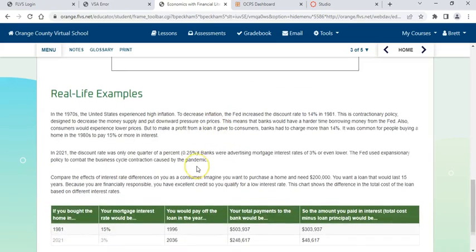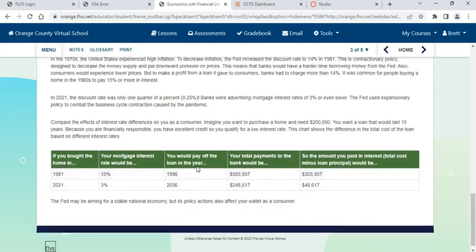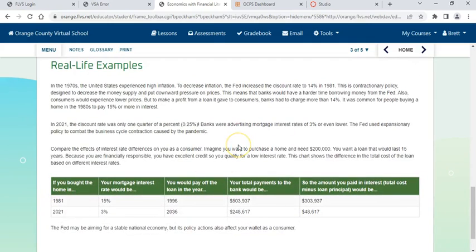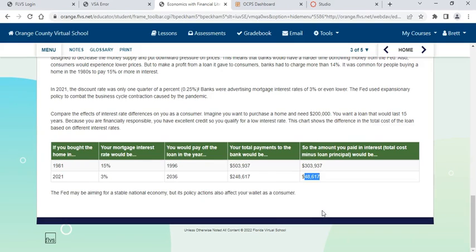Then they have a real life example, and I've been talking to you guys about how interest rates can impact you. This is a real life example of how interest rates would have a dramatic impact on how much you'd have to spend. This is an example of if you were to borrow money to buy a $200,000 home. Back in 1981, interest rates were around 15%. In 2021, around 3%. So how much interest you would actually end up paying can be drastically different for that same $200,000 home. So the Federal Reserve does have the ability to dramatically impact you.